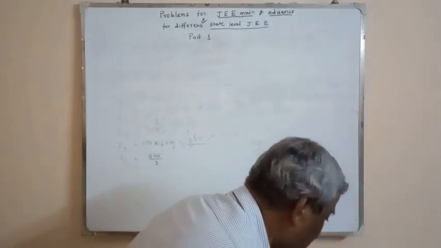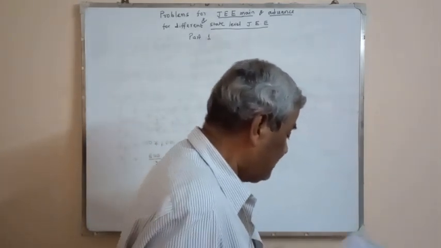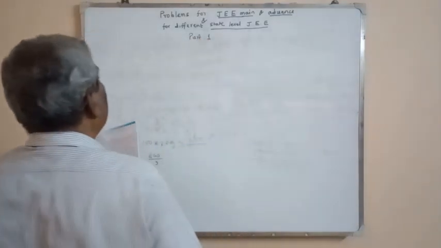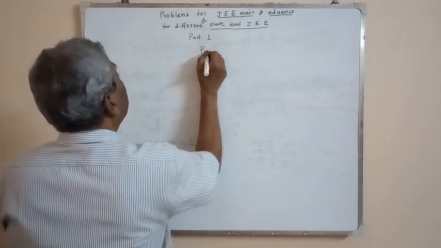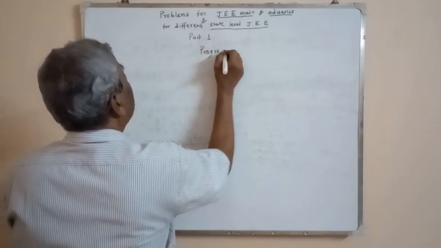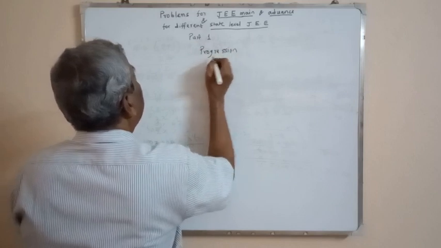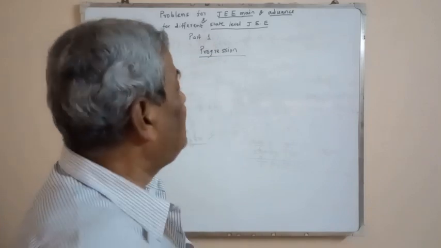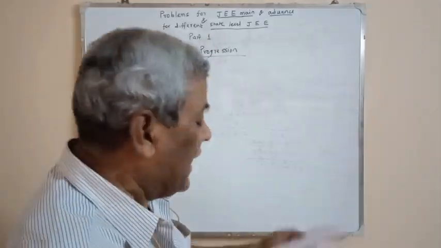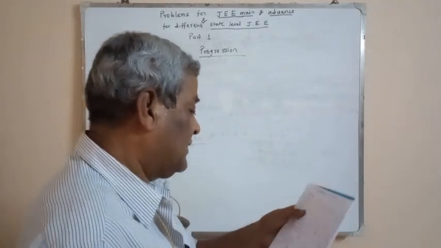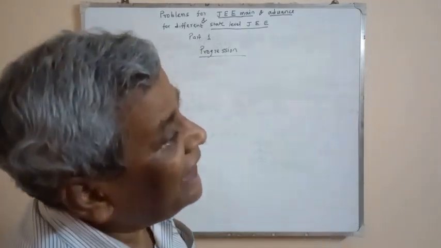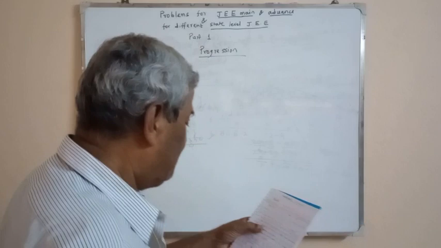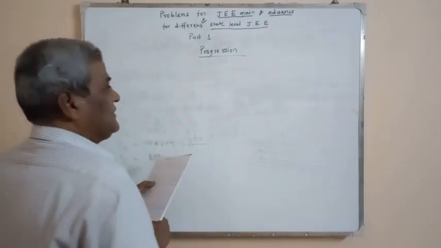First of all, today we take the chapter progression. It includes arithmetic progression, geometric progression, and harmonic progression. Let us discuss a few important formulas for AP first.